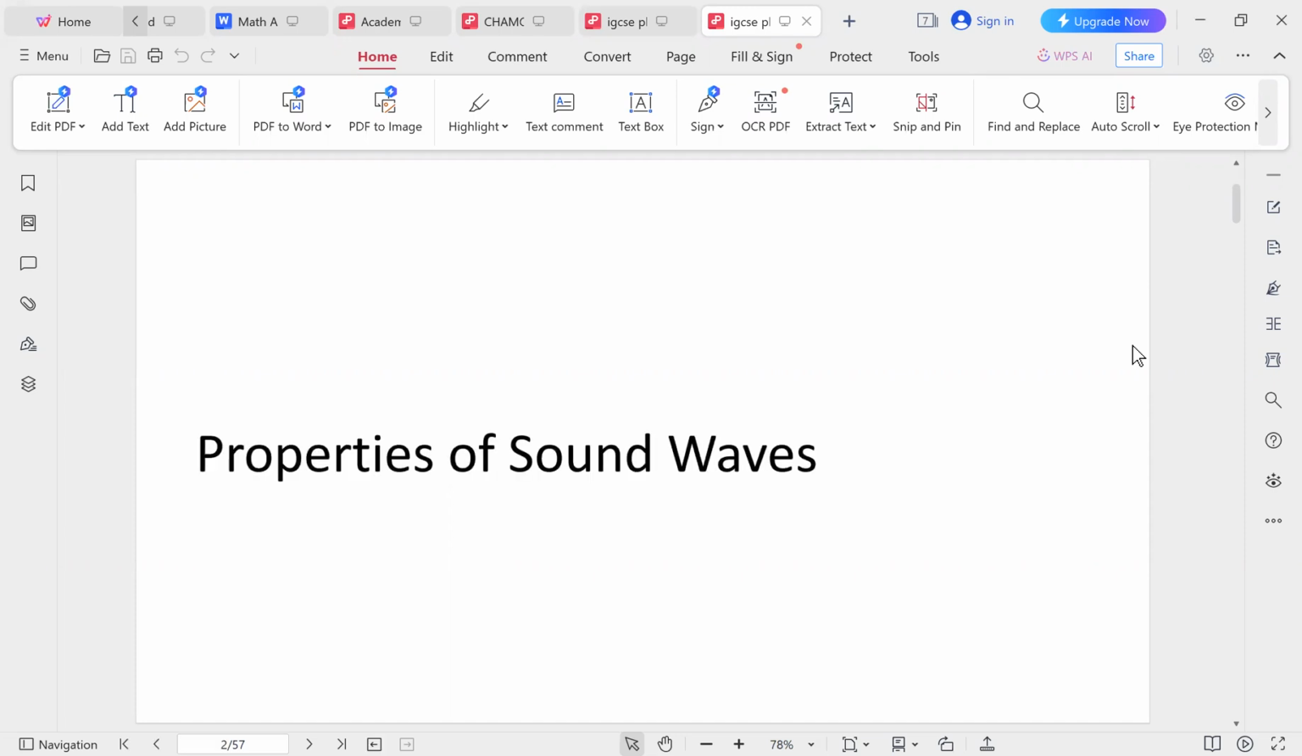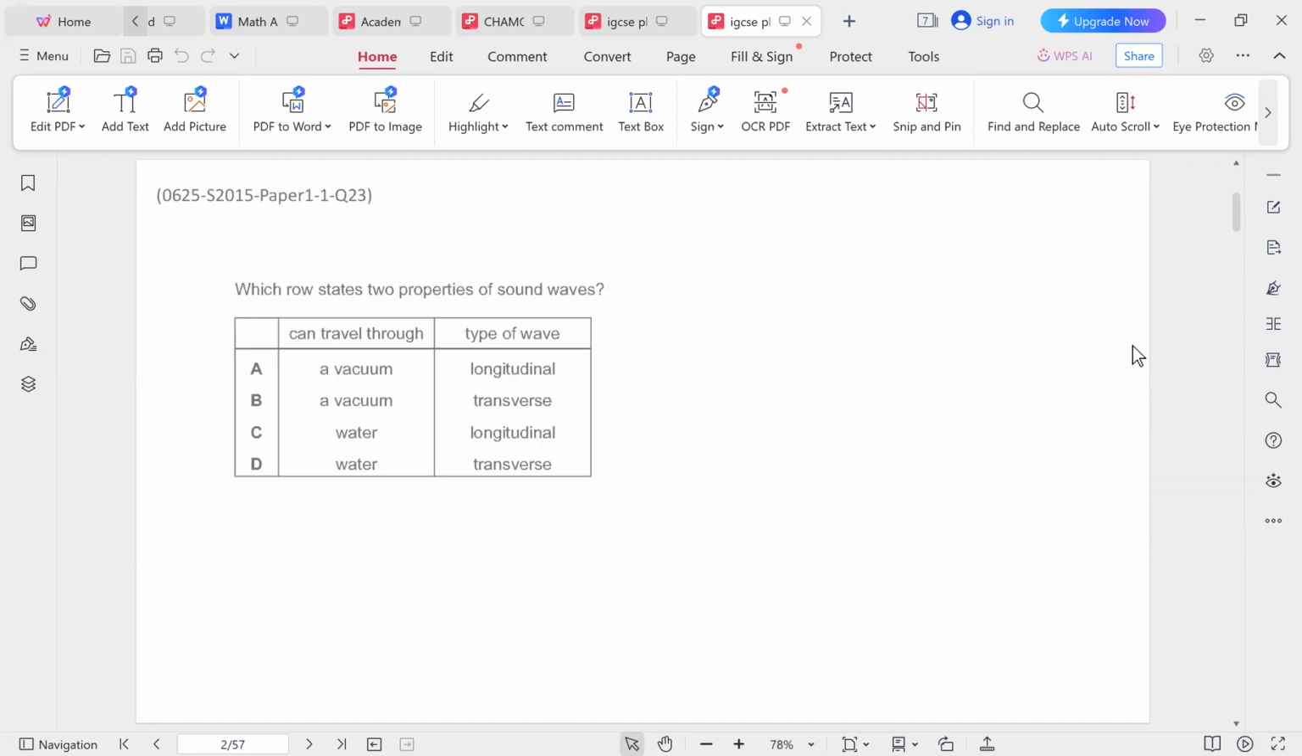You will begin with the properties of sound waves. Which row states two properties of sound waves? So you should know from the wave properties video that sound waves are longitudinal waves. But now we're also going to add a second classification, which is that sound waves are mechanical waves. So what are mechanical waves?